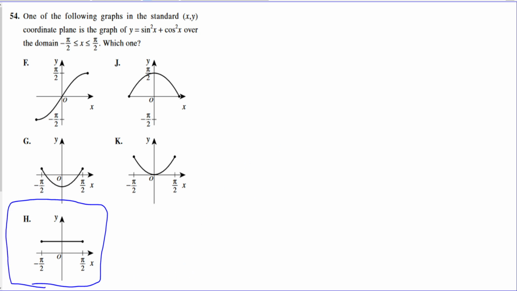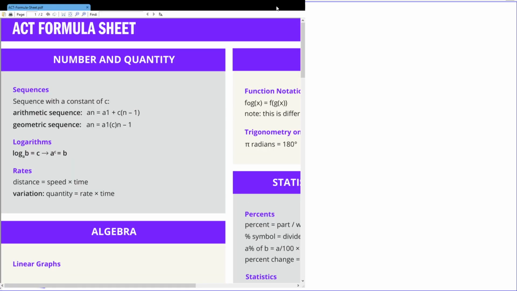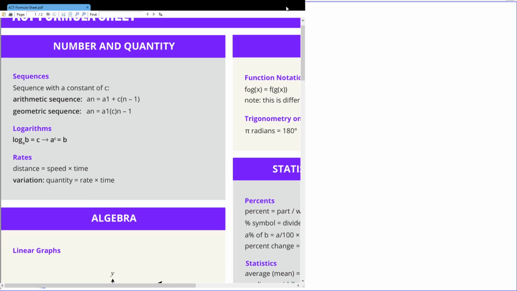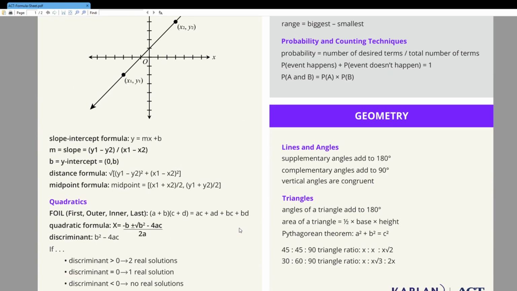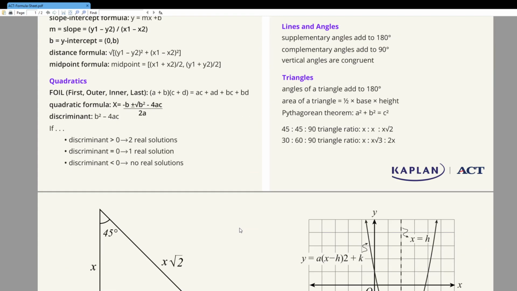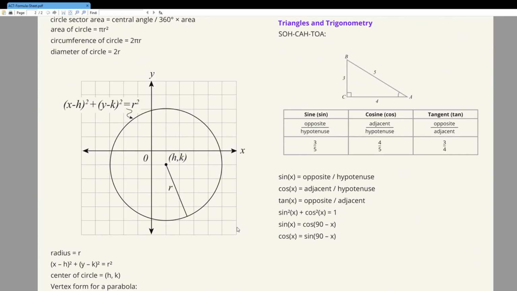If you don't have a graphing calculator, I'm going to bring up the formula sheet. On the formula sheet, there's also some information about this. So let's bring up the formula sheet, get the whole thing on there, and scroll down. Again, knowing this stuff beforehand is going to be helpful.